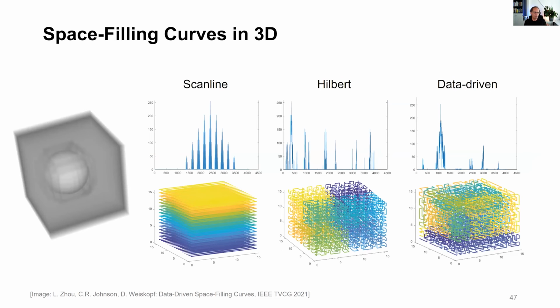And of course, you can not only do this in 2D, you can also go to 3D. Here we have a typical 3D data set. If you do the scan line, you have the data distribution here; for the Hilbert curve here, and for our data-driven curves here, you get much better results. And here at the bottom, you see the corresponding layout of the curves.